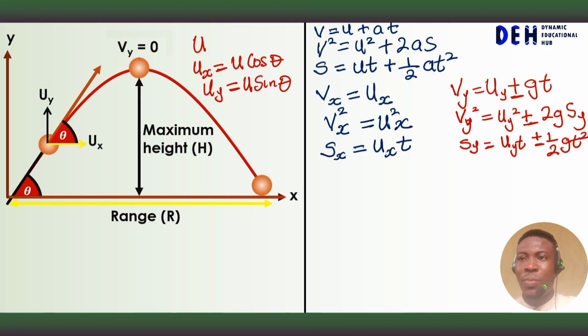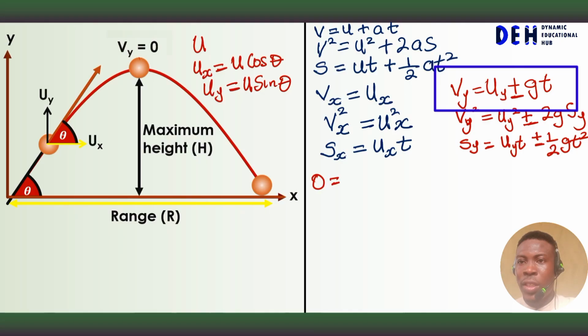Okay, at maximum height here, velocity is what? Velocity is 0. So we want to calculate the time. Which means that the final velocity here will be 0. Let's pick the first equation here. So we are going to have what? 0, which is going to be our Vy at that moment, final velocity. What is Uy here? Uy is U sine theta.